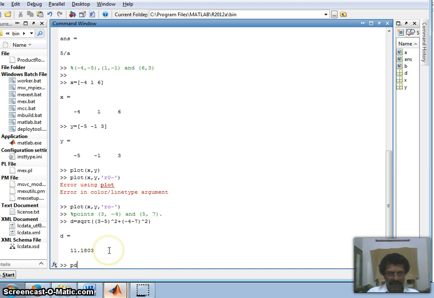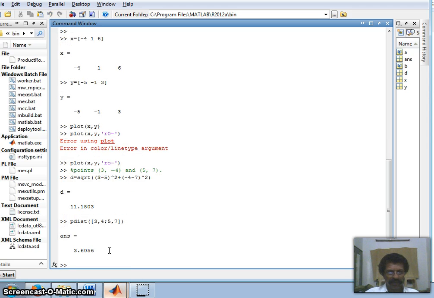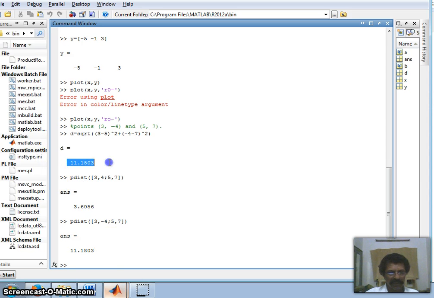Or there is a short command, pairwise distance, and pairwise distance requires vectors. The first vector is the first point, which is 3 comma minus 4, and the second point is 5 comma 7. So this also gives me the same distance that we got using the formula.